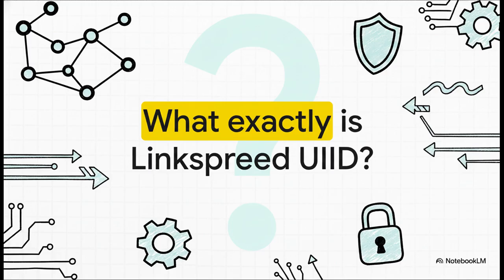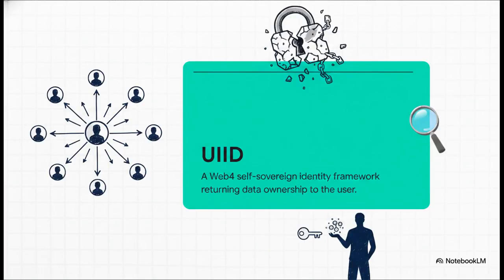Let's look at the actual definition. UIID stands for Universal Integrated Identity. It was developed by Linkspreed as a huge part of their Web 4 initiative, and basically it's a self-sovereign identity framework. The absolute crucial philosophical shift here is returning data ownership directly to you, the user. Instead of logging into some massive centralized silo owned by a tech giant where, let's face it, they hold all the keys, UIID dismantles that silo entirely and puts you firmly in control.